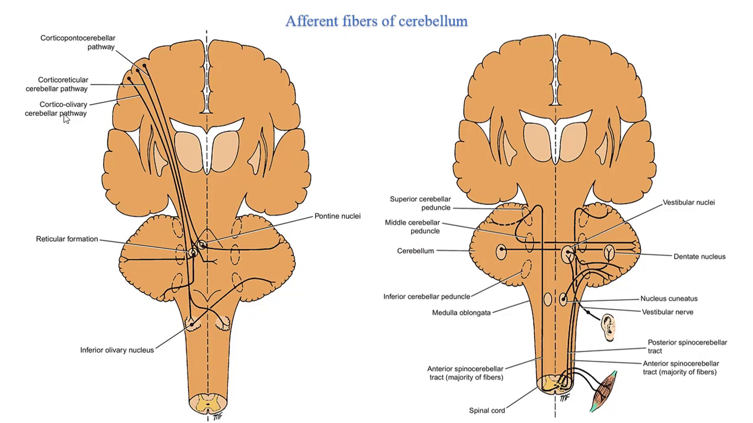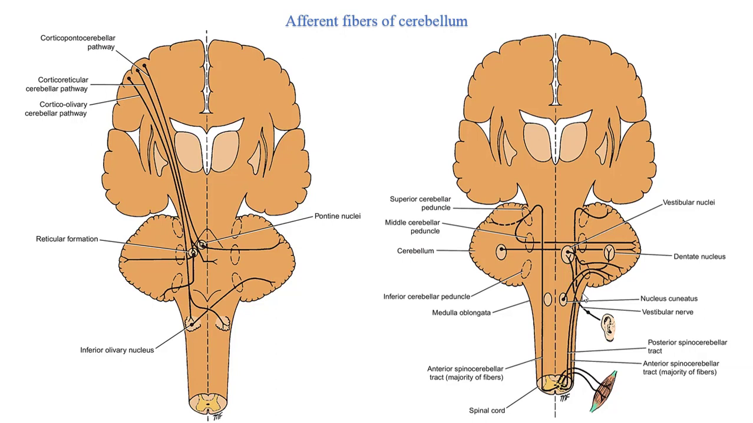cortico-ponto-cerebellar, cortico-olivo-cerebellar, and cortico-reticulo-cerebellar pathways. Also, cerebellum receives information from spinal cord through anterior spinocerebellar, posterior spinocerebellar, and cuneocerebellar tracts, and that from vestibular apparatus either directly or after relaying in the vestibular nuclei.